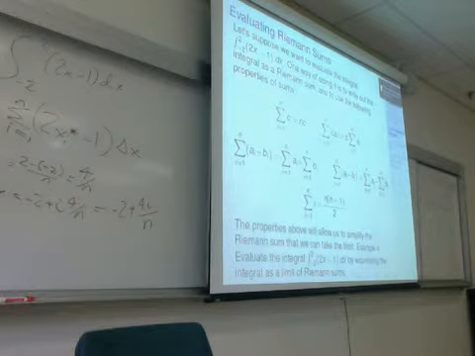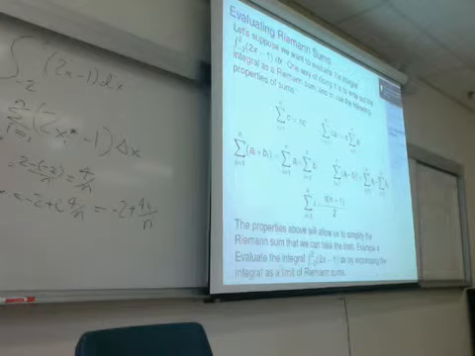So using those formulas, we can actually come up with a better formula for this integral.